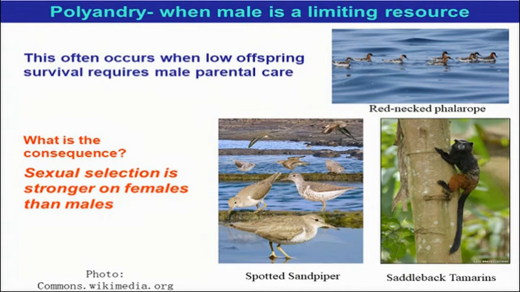So what is the consequence? Here the sexual selection is stronger on females than males. The female has to influence the males to become a partner, so that they take care of the young ones. So there the sexual selection strongly acts upon the females more than males. Some examples are red-necked phalarope, spotted sandpiper, and saddleback tamarins. There are many more examples you'll find. These are only a few examples.